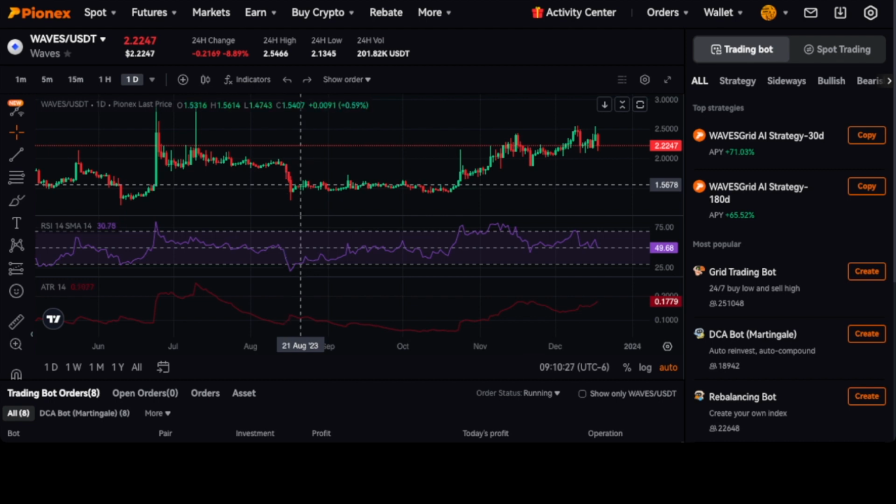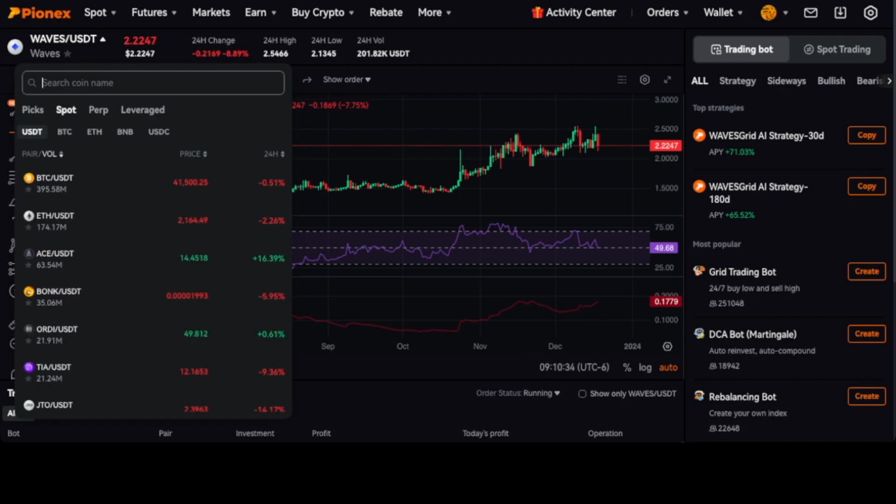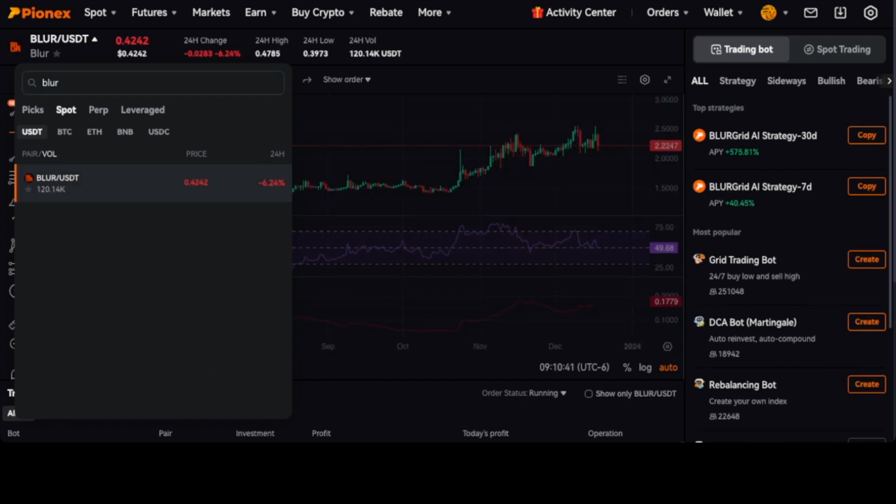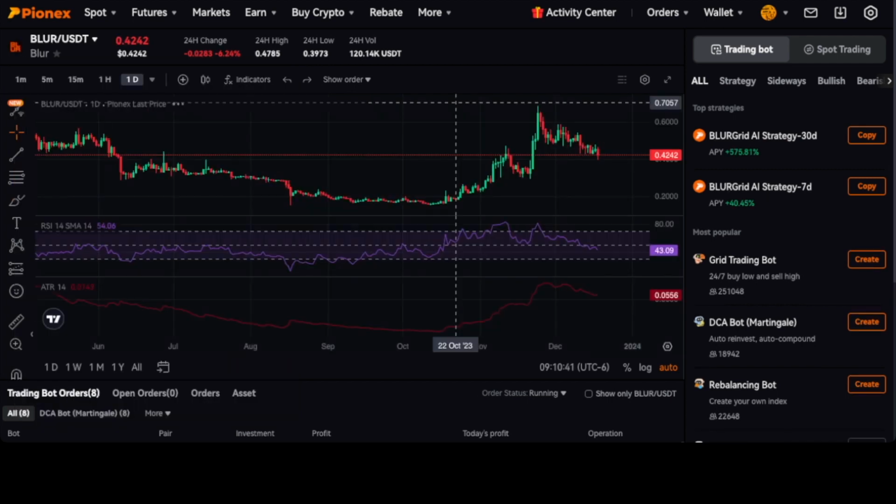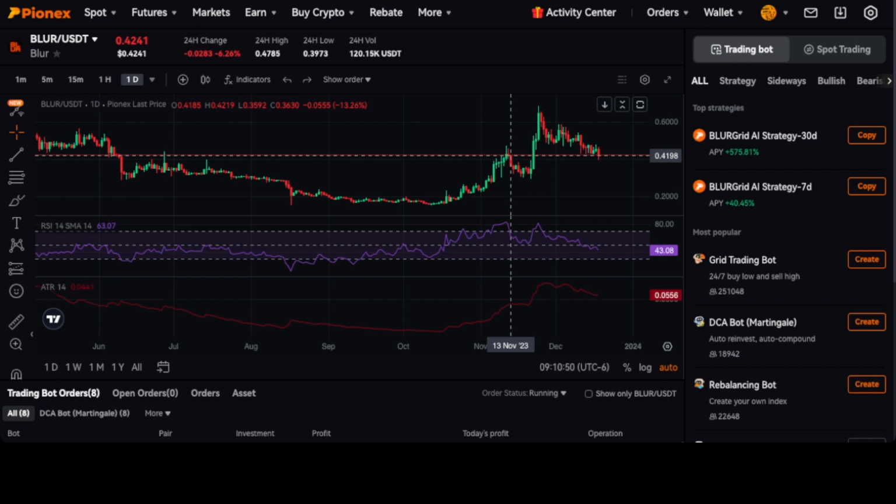Again, I'll let another bus come, I'll let another trade come, and there's another one that I like a little bit better, which is Blur. So I'm going to go search Blur. It has dropped 6.28% today. And we have this area. So I see this area. You can see that the RSI is about 43 right now.